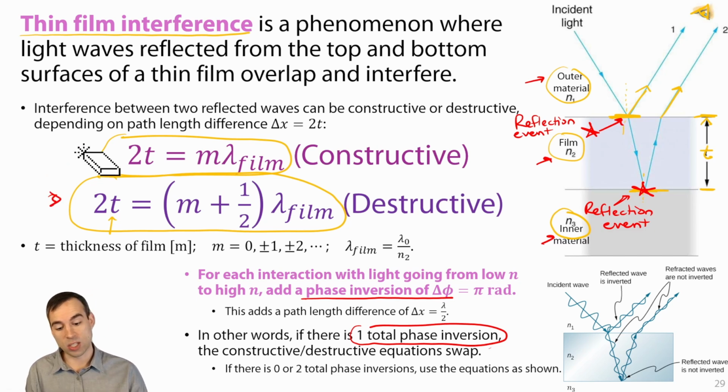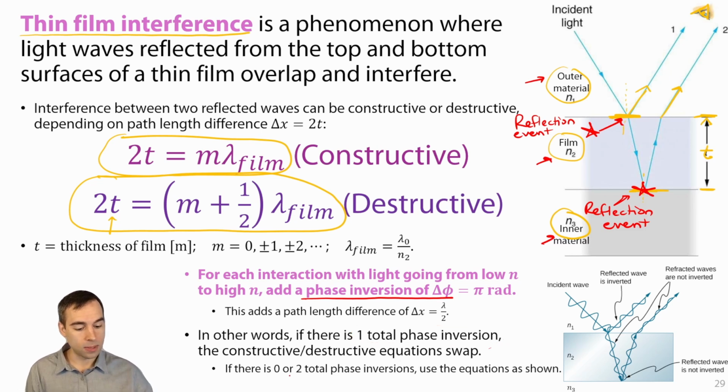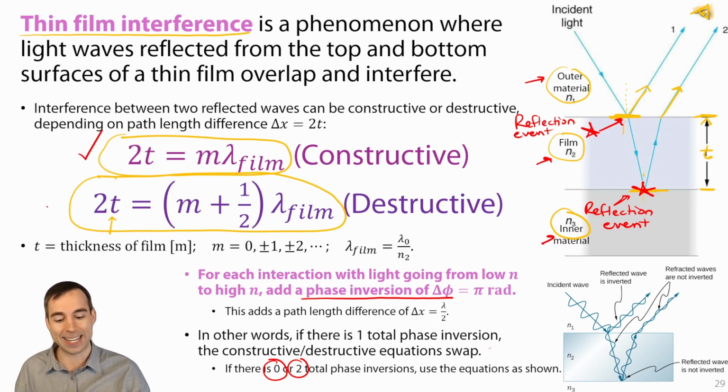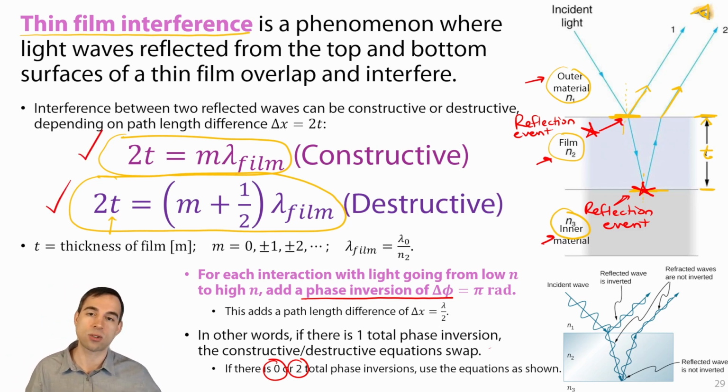But if it just so happens that when these reflection events happen, there's no phase inversions at all, having zero total, or if there's two phase inversions in total, as we go from low n to high n and a low n to another high n, there would be two total phase inversions. Then you just use these equations as is to find the constructive and destructive cases. So let's go ahead and try an example with this.